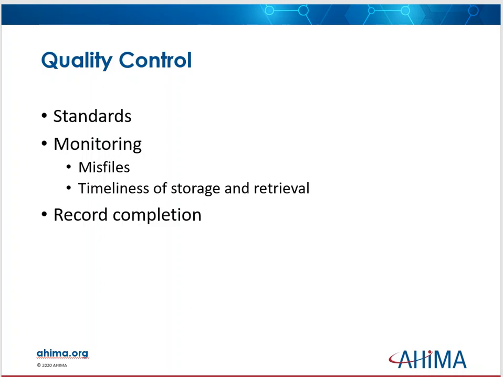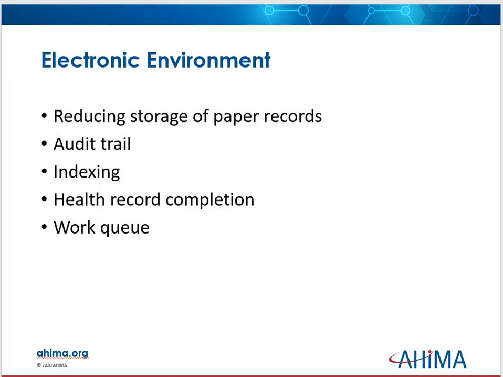With quality control in the paper world, there were a lot of standards that were established. But important was monitoring, constant monitoring of missed files. That's why you have the color-coded folders, the timeliness of storage and retrieval. So again, when a physician asked for a record, how fast did they get that record? How long do you have to store? And finally, how fast was that paper record completed to make sure it was the most accurate possible in preparation for being evaluated by Joint Commission and other accrediting agencies.